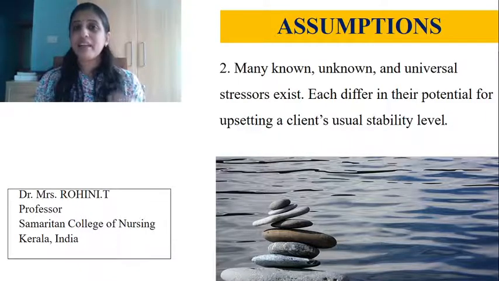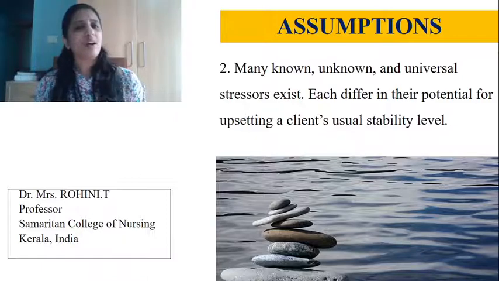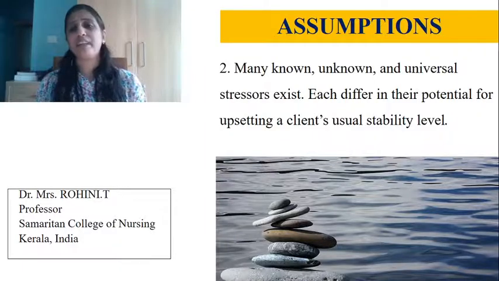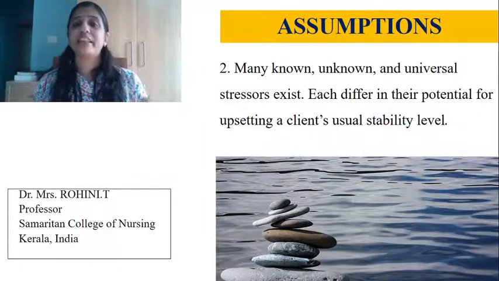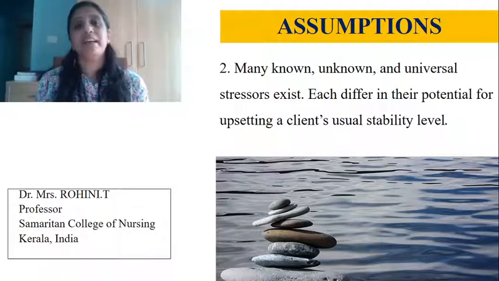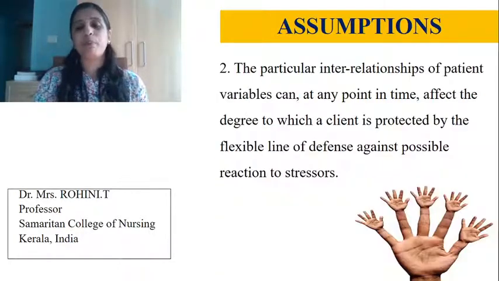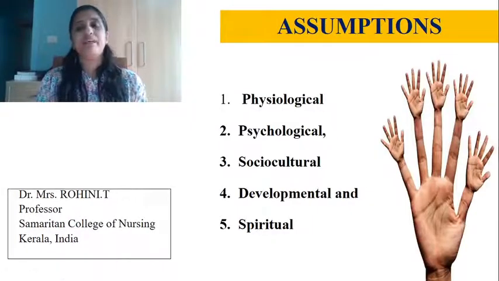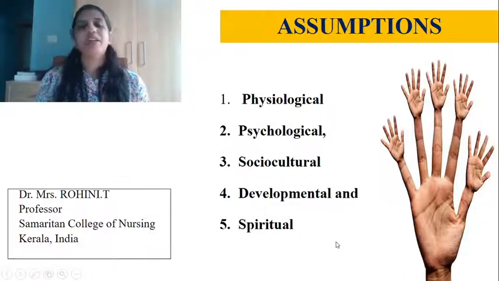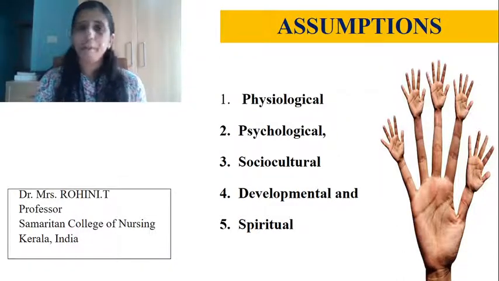Whereas, if your flexible line of defense is very thin, say this person already has a broken family, or is already addicted to alcohol or certain other practices, then for such a person, a sudden financial crisis may end up with depression and even suicide. That is because of the relationship of variables. I have put the picture here, 5. What is this 5? The 5 variables: the physiological, psychological, socio-cultural, developmental and spiritual. This we have discussed in detail in the part 1 video.